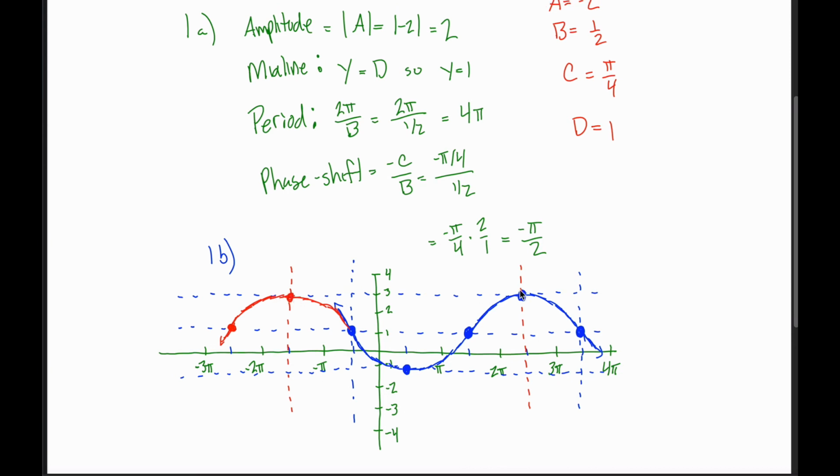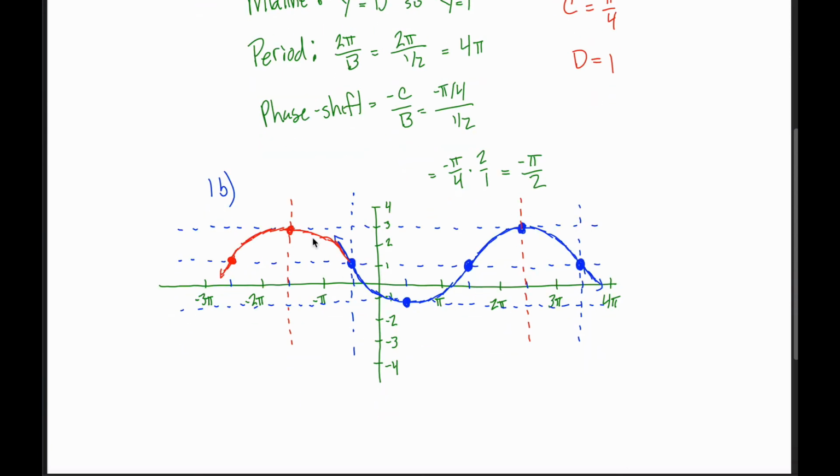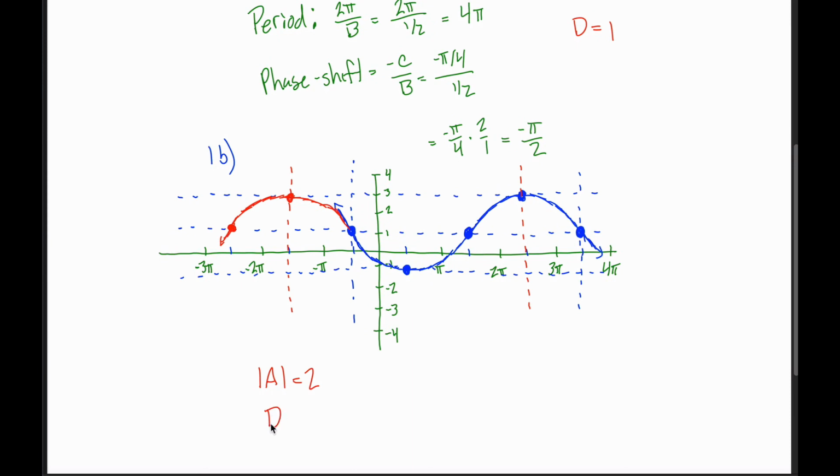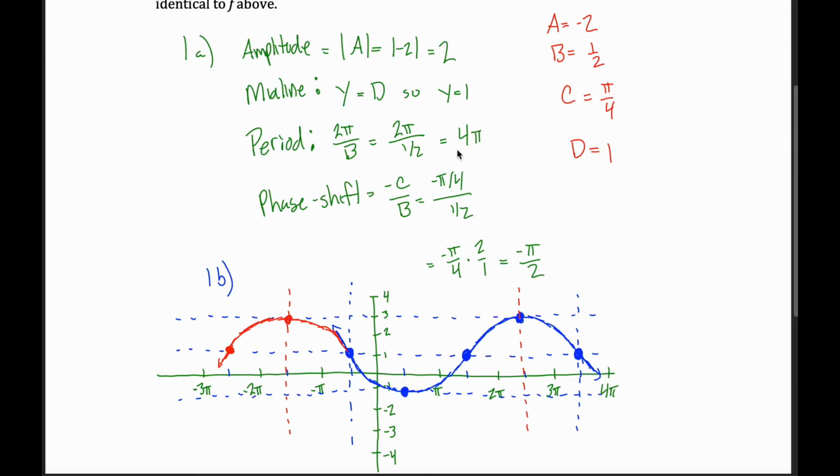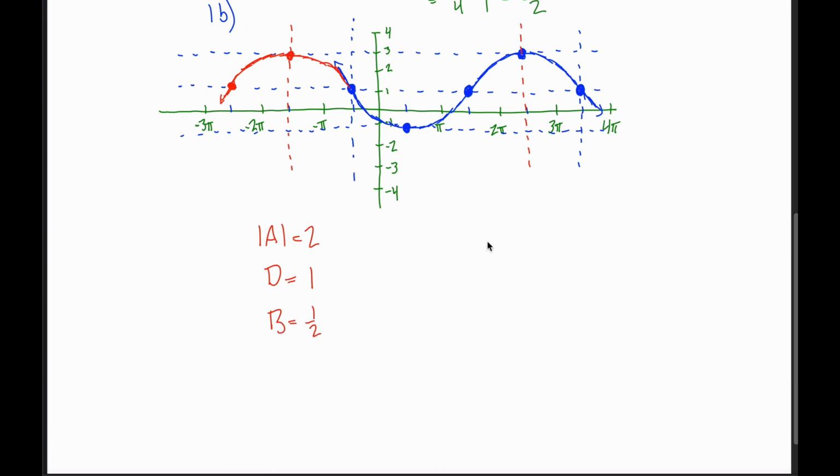My period is still 4 pi, my amplitude is still 2, my midline is still at 1, and now my phase shift is negative 3 pi over 2. Well, let's see, let's go in order. Since the amplitude is still 2, I know that the absolute value of A is equal to 2, so A is either positive 2 or negative 2. I don't know which just yet. The midline is 1 for the graph that I see here, so that tells me that my value of D is equal to 1. The period is still 4 pi, so that tells me that my value of B is still equal to 1/2. But now my phase shift is negative 3 pi over 2.